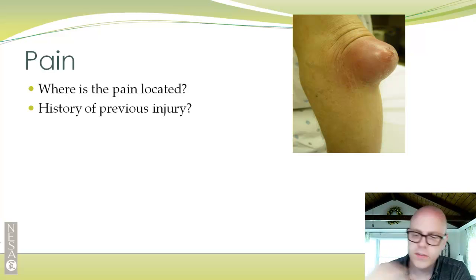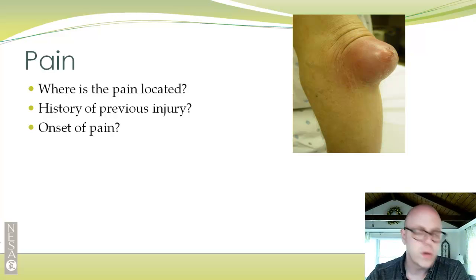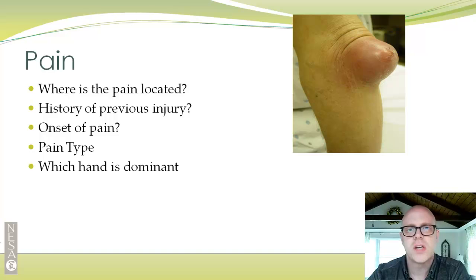What is the history of the condition? Determining whether it's acute, chronic, or acute from a chronic condition. When did the pain come on? What is the pain type? Does it radiate? Differentiate between what is electrical, neurogenic, versus somatic, which is musculoskeletal. You want to differentiate what type of pain is being produced, and which hand is dominant can sometimes help to determine if it's a repetitive stress injury.